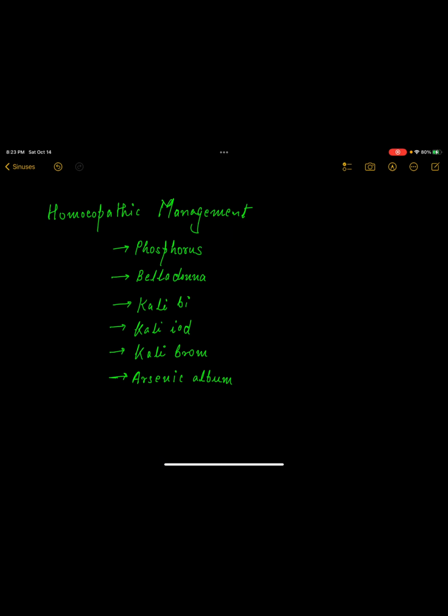So now the homeopathic management. If a patient has sinusitis, we can prescribe phosphorus if there is aggravation during lightning or cloudy weather. We can prescribe the patient phosphorus, and the patient must be chilly, and he should be tall and slender. Then only we can prescribe phosphorus.